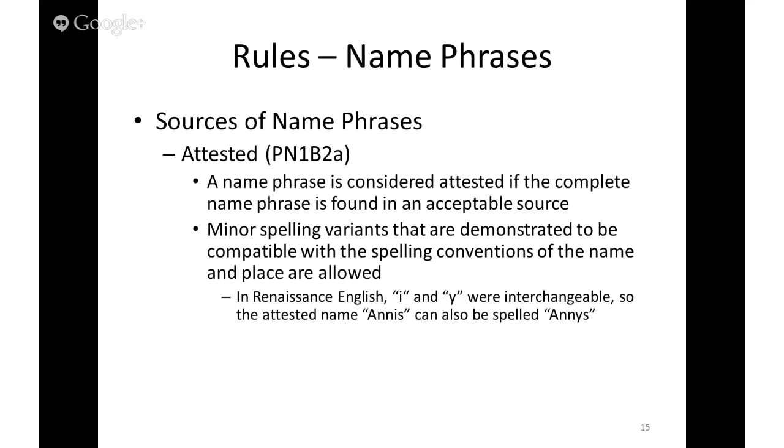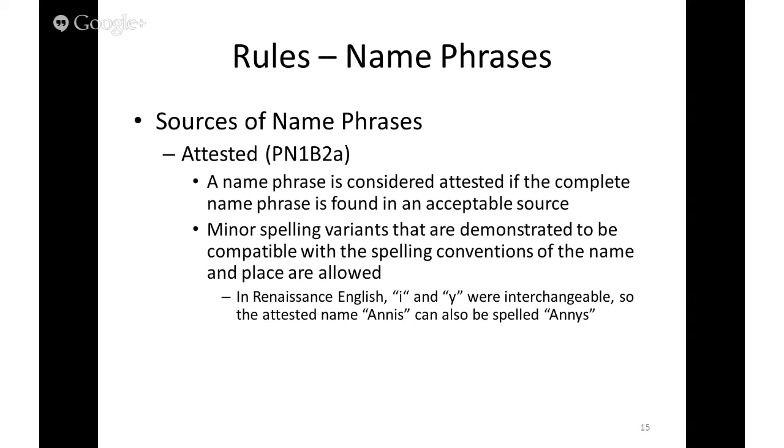This includes minor spelling variants. So if we have a period court document, and that court document says, John Smith sued John Henry, we've now got attested versions of John, Smith, and Henry. Okay, this is usually the best option. If we can document exactly that name in exactly that form, we're done. Minor spelling variants are okay. So for example, in Renaissance English, I and Y were pretty much interchangeable. So if you can attest the name Annis with an I, that also counts as attesting Annis with a Y.